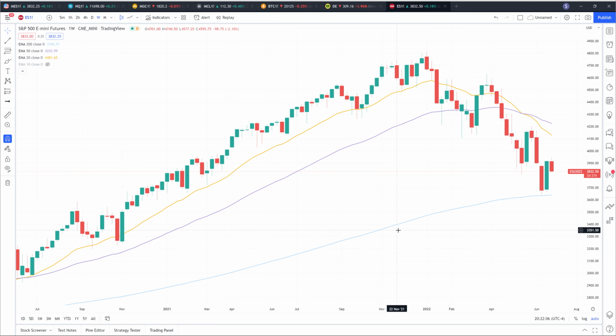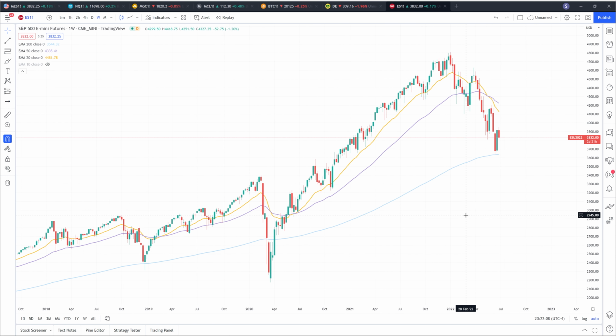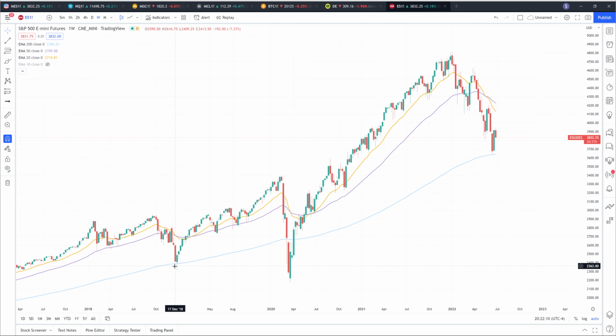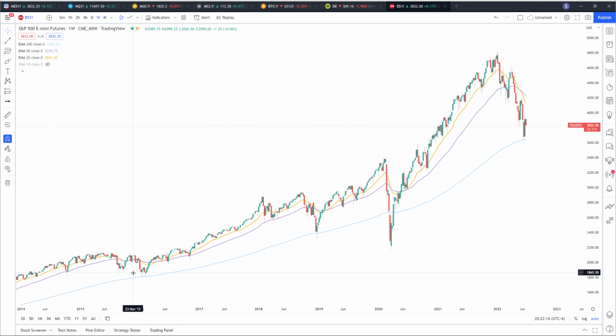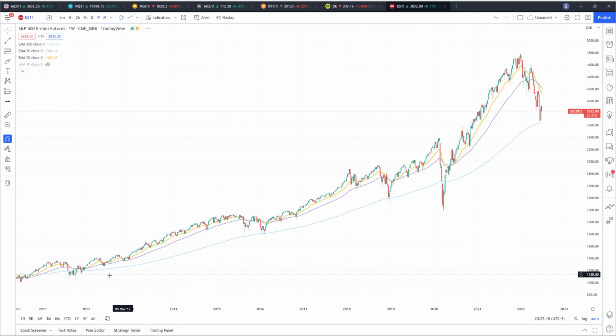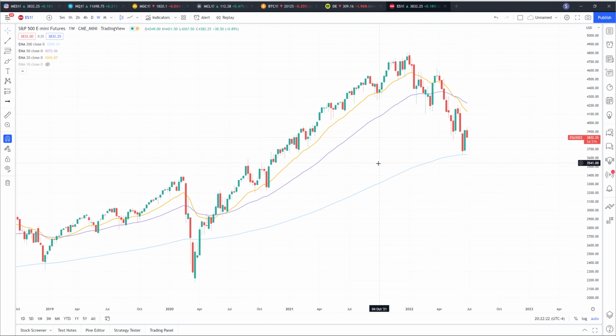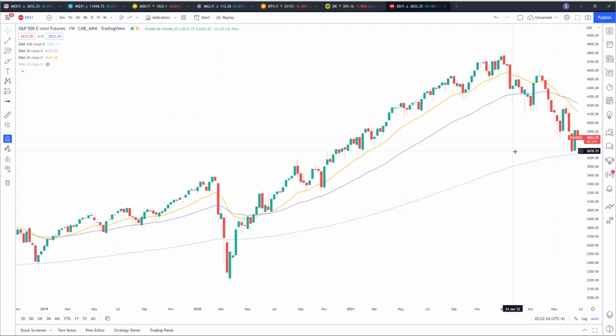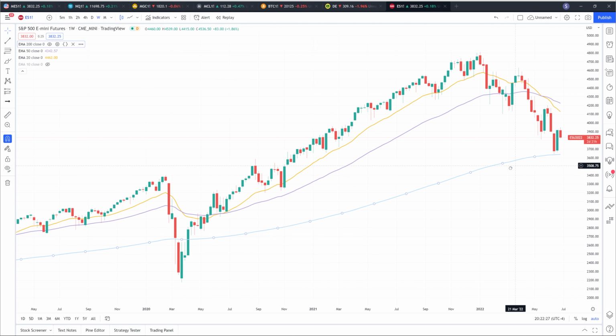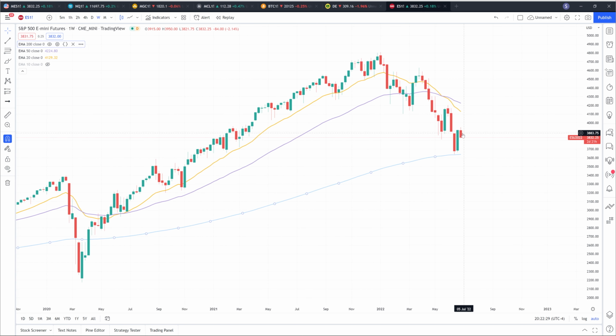Now, let me just show you how important this 200 is. You can see the bounce here way back in 2018. That's how important it is. Let's go back to 2016. It bounced, went up from there, bounced, went up from there. So it is a very respected technical line, and that's what we've seen here. The market has bounced and gone up from there.